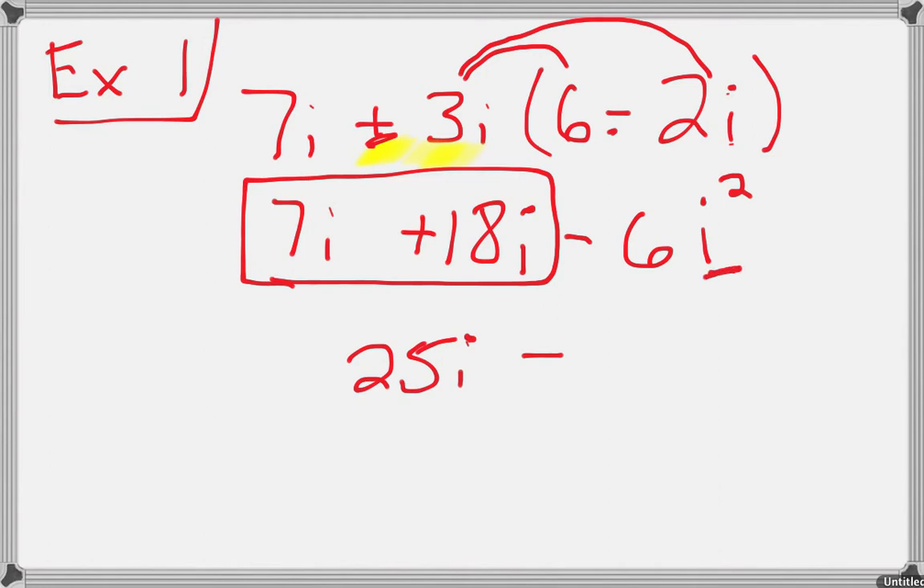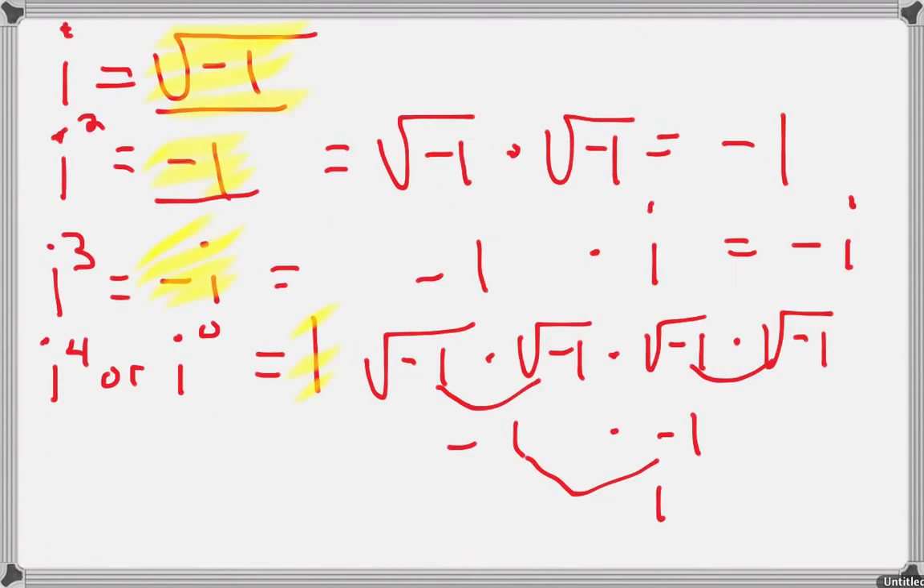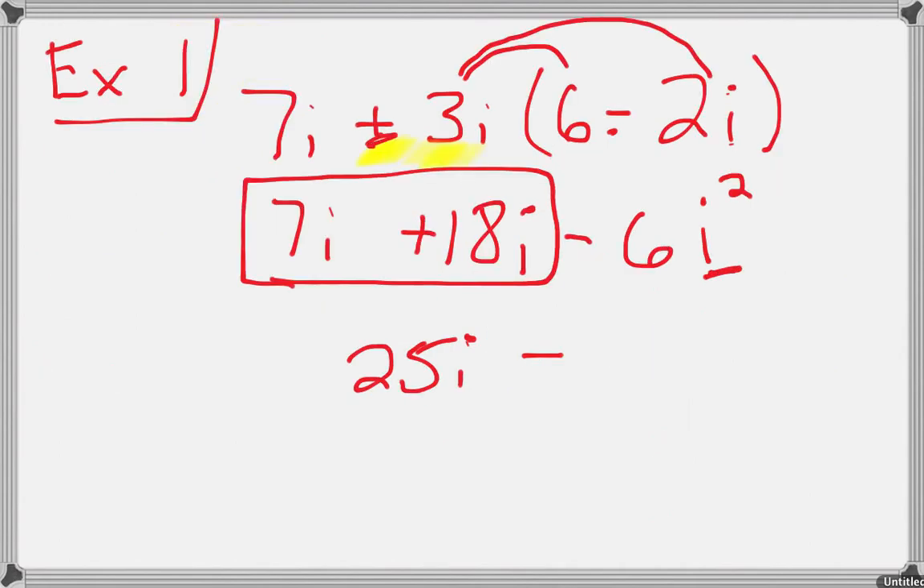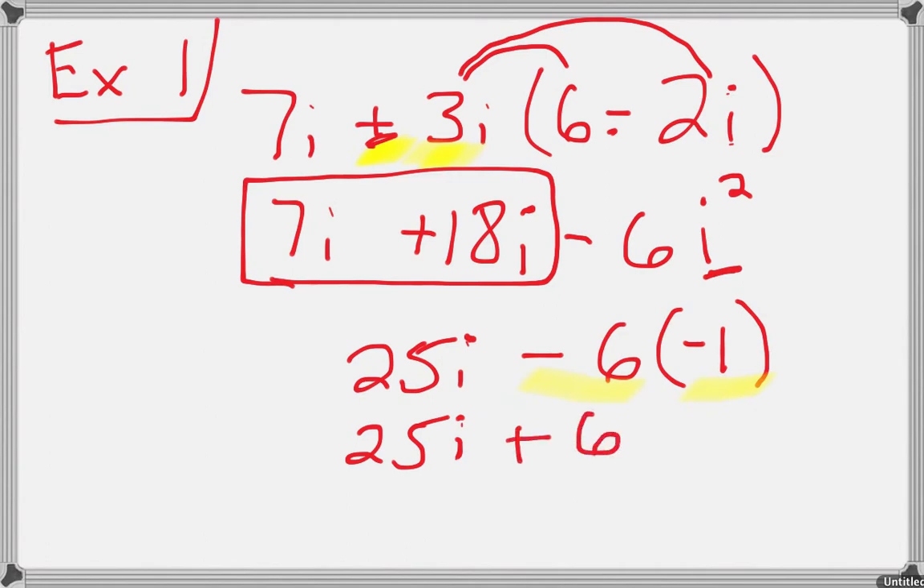But here's a little twist in the problem. We got an i squared. Now if you go back and recall i squared, well, what does i squared equal? -1. So what I'm going to do is plug and chug -1 in for i squared. Now I can work this out. That's just going to remain to be 25i. Now, careful with your signs. I got -6 times -1. Negative times a negative is positive. 6 times 1 is 6.